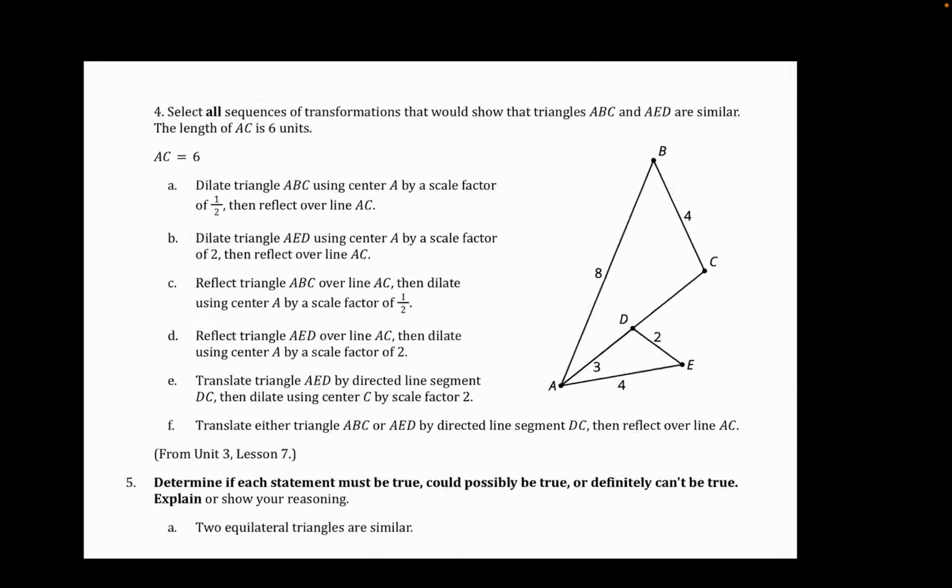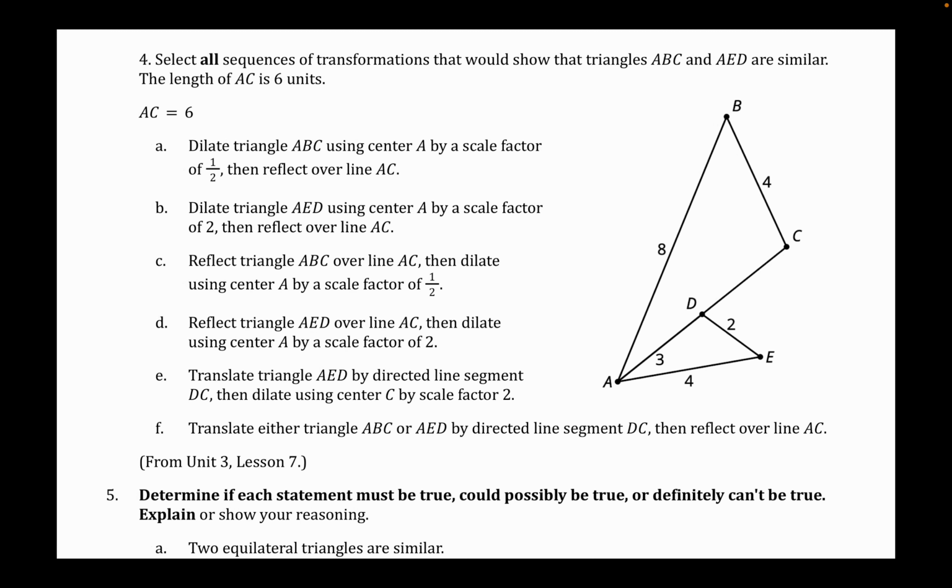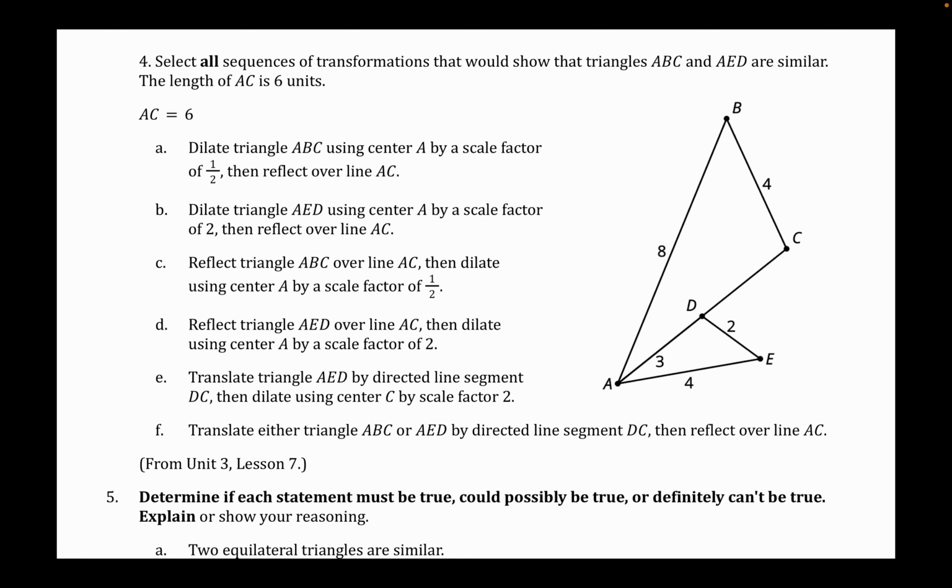to the next one. So number 4, we want to select all sequences of transformations that would show these are similar, and the length of AC, so I'm just going to mark that here, because I said the length of AC is 6 units, so I'm going to say this is 6, and I just kind of have it for myself there in red.